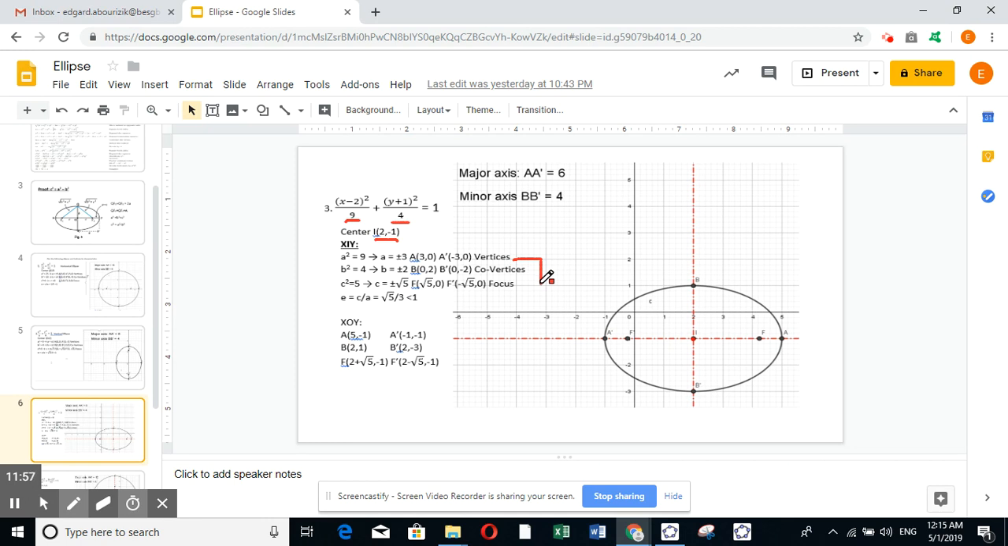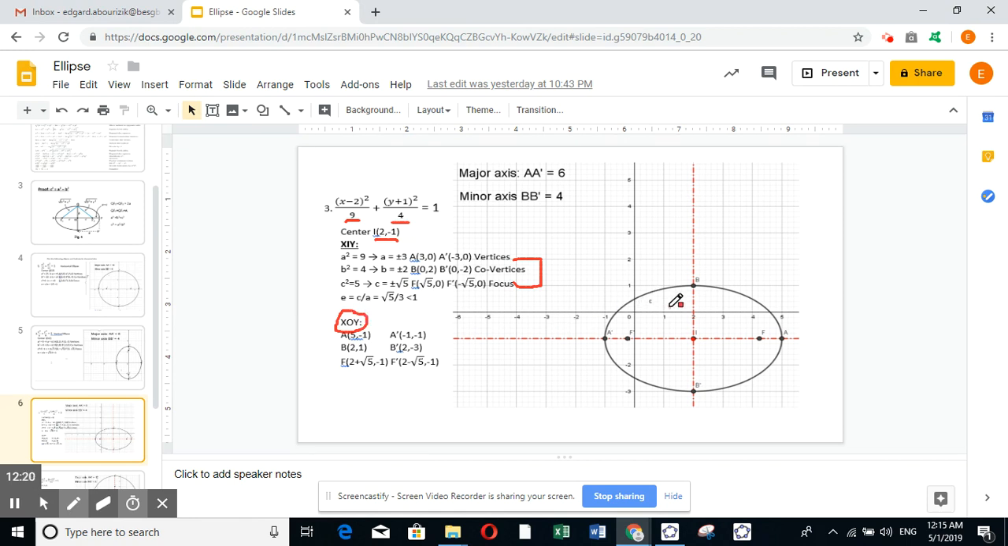And the foci always follow the vertices, so plus or minus radical 5: (radical 5, 0), (minus radical 5, 0). Eccentricity is c over a, less than 1. The major axis, parallel to the x-axis, equals 2a, which is 6. And the minor axis, parallel to the y-axis, equals 2b, which is 4. Now I want the points with respect to x or y.